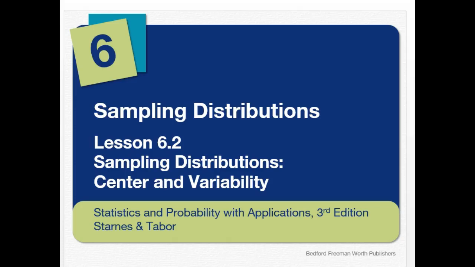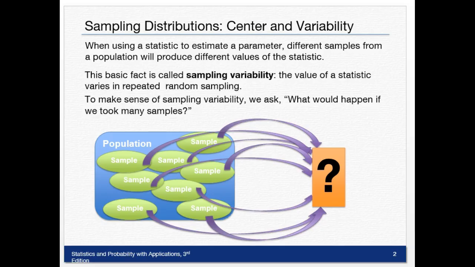All right, in 6.2, we are still talking about sampling distributions, but specifically we're looking at the center and the variability of a distribution. Okay, so back to the general idea. When using a statistic to estimate a parameter, remember, a statistic comes from a sample, a parameter is a population value.